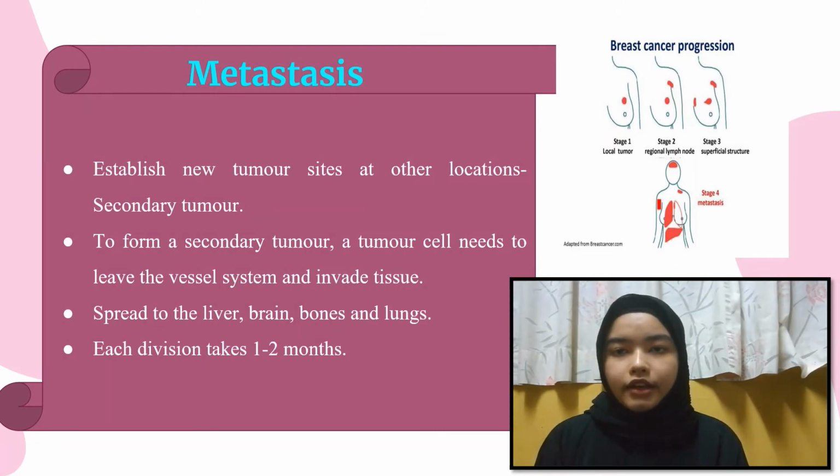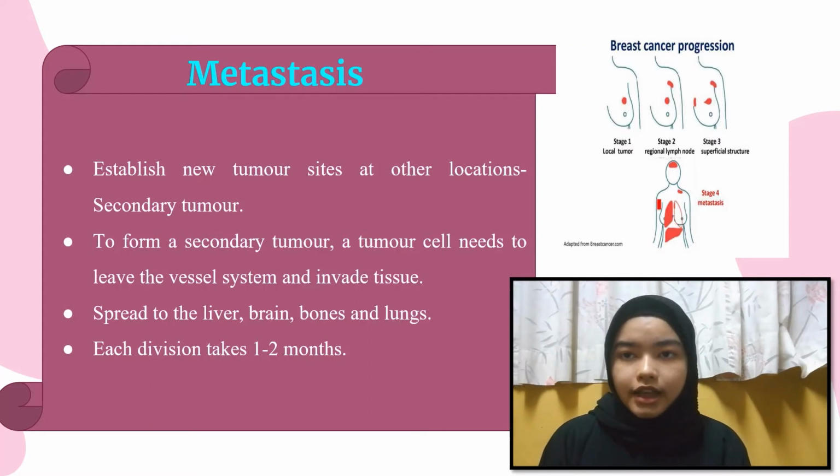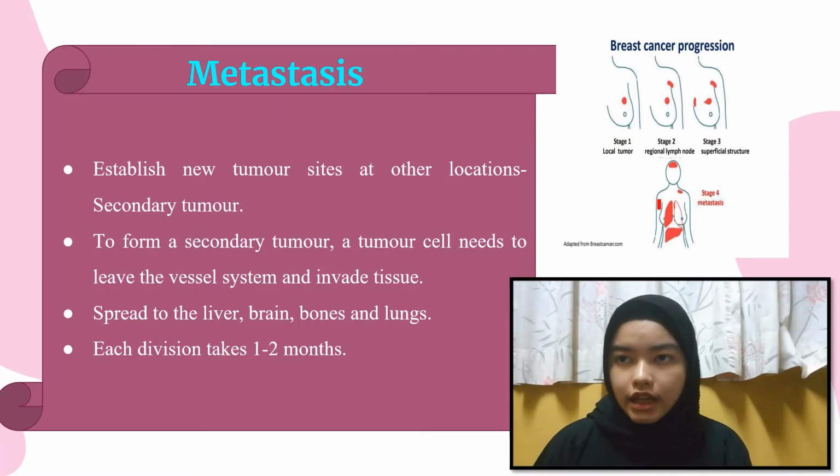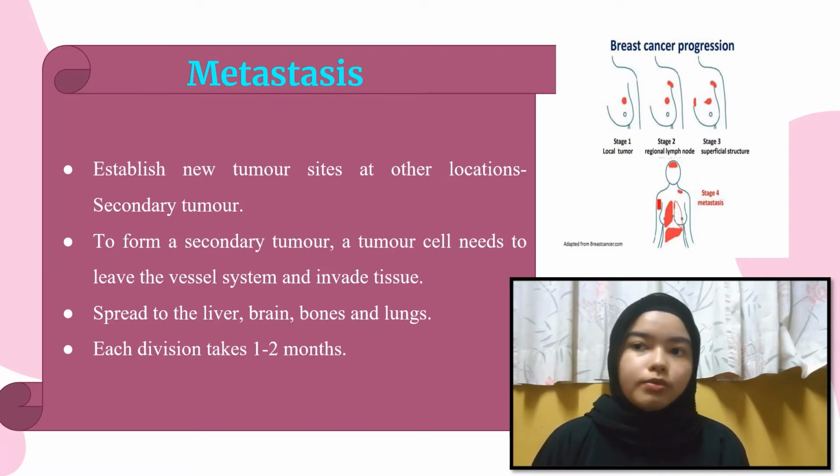But the recurrence can also appear in a place not directly related to the first breast cancer, and this is called metastasis, or a secondary tumor. The cells break away from the primary tumor and invade the surrounding tissues. But first, the tumor cells need to leave the vessel system and then invade the tissue. The cell must attach itself to a vessel's wall. Once done, it will work its way through the vessel and enter the tissue. It commonly spreads to the liver, brain, bones, and lungs. With most breast cancers, each division usually takes 1 to 2 months.